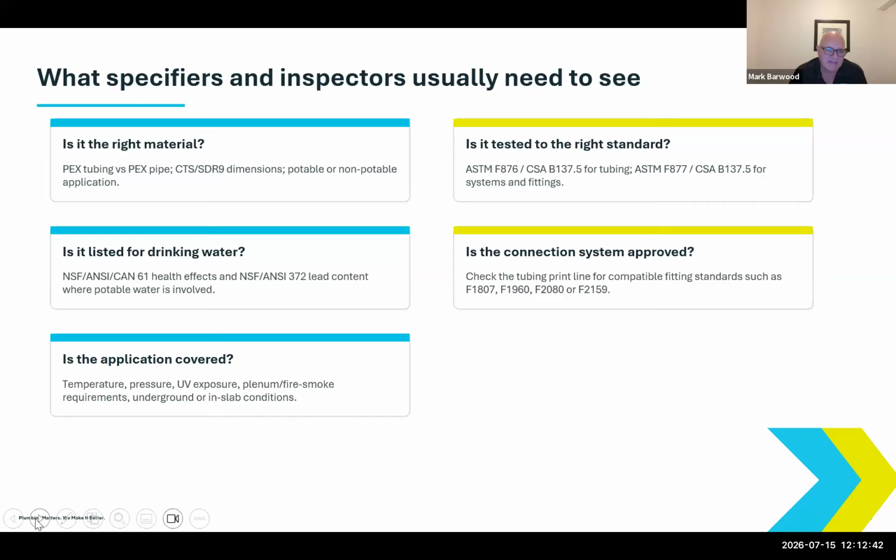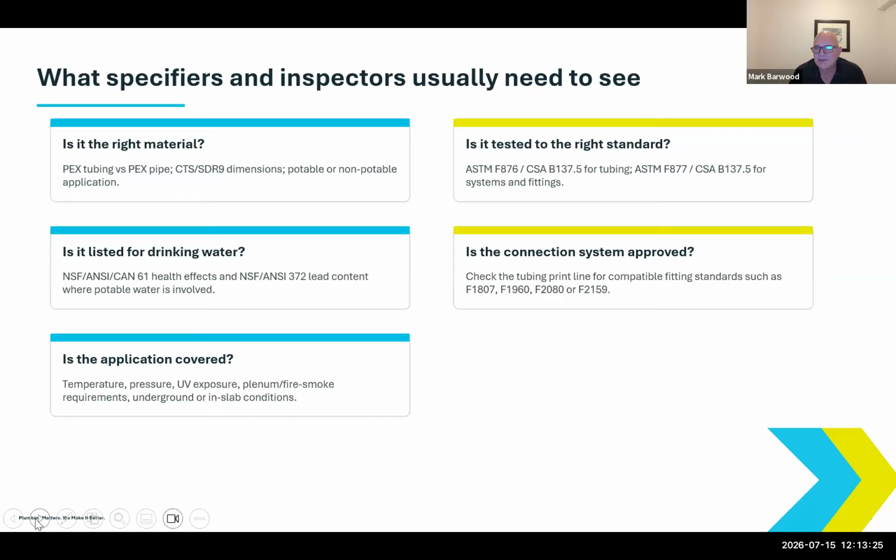Another thing you're going to want to know if it's in a building is, is it listed for drinking water? So you're going to need NSF/CAN 61 and also NSF 372, where the difference between NSF 61 and 372 only references the lead content where potable water is involved. And then, is the application covered? Is temperature a factor? Pressure, UV exposure, if it's going to be in a plenum, or if it needs fire and smoke rating, if it's going underground, or is it an in-slab condition? You have to know if that pipe is good for those applications.